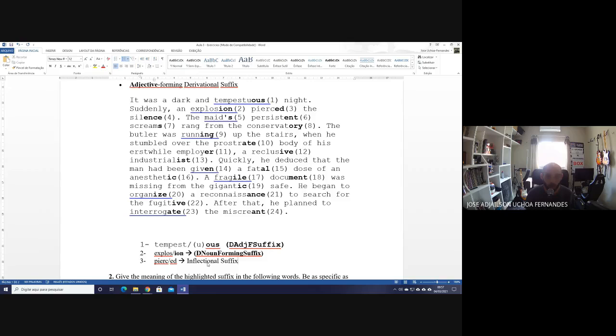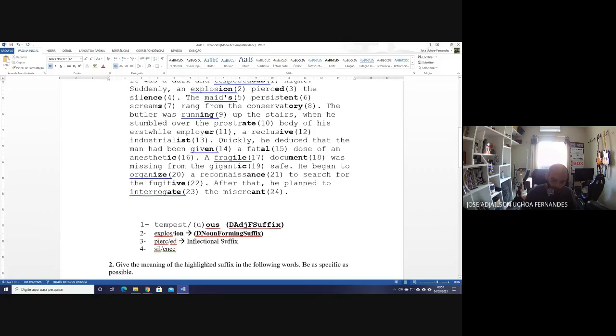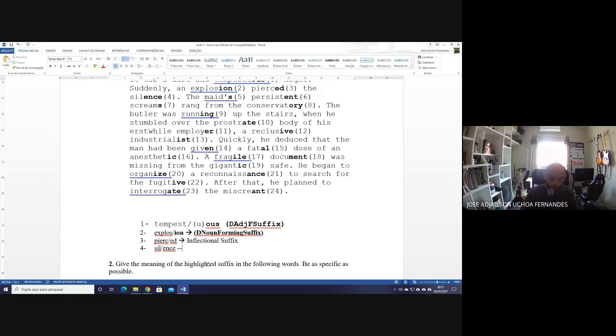And how about silence, which is the next? Silence. The suffix ends. A hint for you: when you want to know if your theory, if your considerations about the suffix are correct, test this suffix in other words. Silence. We have the root, sil, and we have ans. It's difficult to find words with sil, but you can.